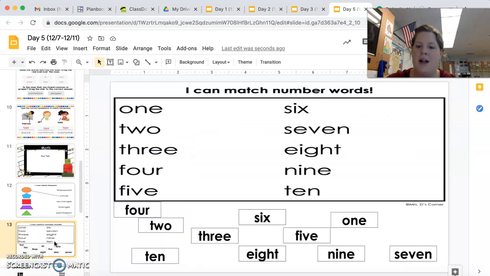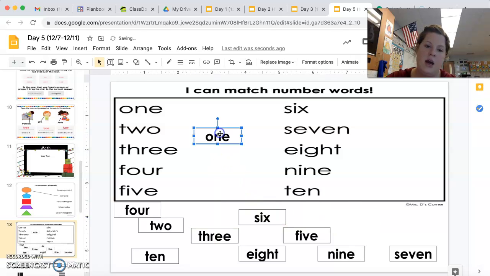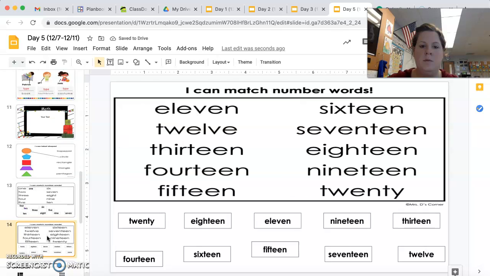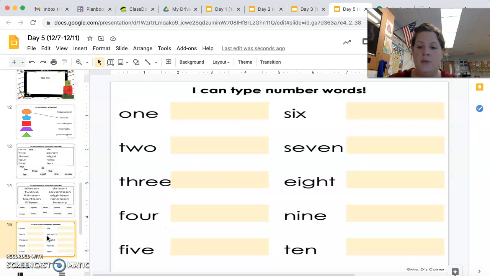All right, and then you're going to match the number words. So you're just matching the number words up. So you're just going to put the number words beside each other. So this is 1 right here. I'm just going to move it beside it. Just matching the number words. Same thing, matching the number words. We're working through 11 through 20.